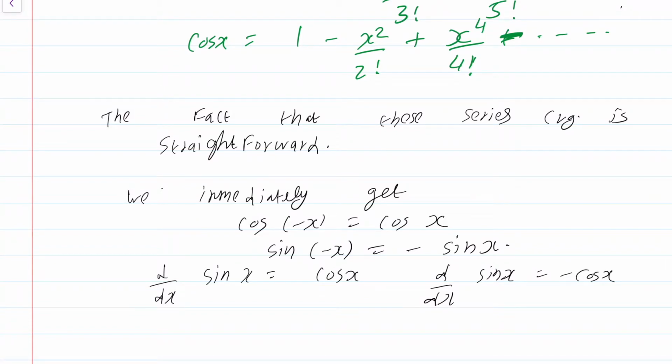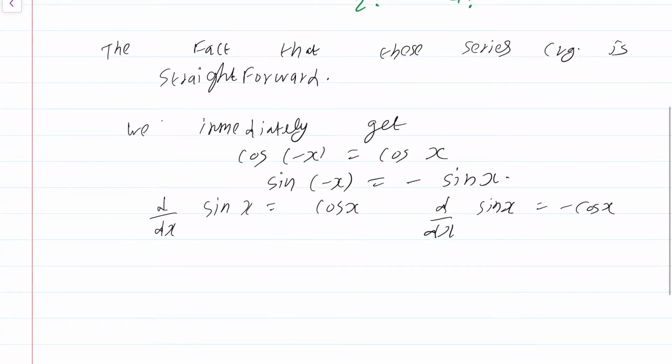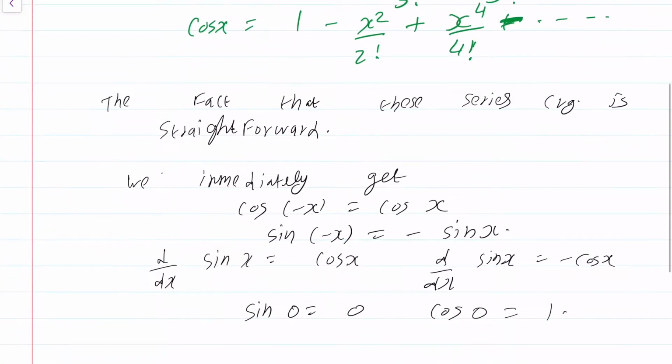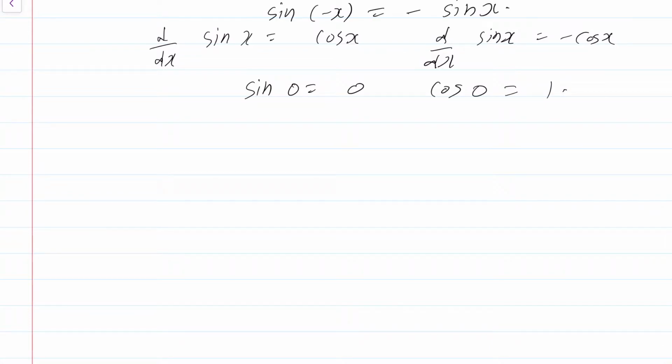So we have got certain basic properties. We also get, before I forget, sine 0 is 0, cos 0 is 1. This also we get for free. So some of the basic properties of sine and cosine can be immediately read out just by looking at the series. Now let's go for some deeper properties.